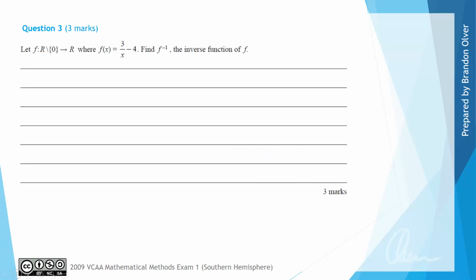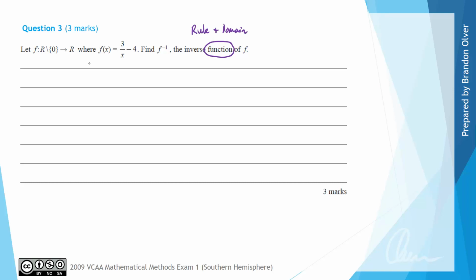So we have the function f with a domain of reals excluding 0, where f of x equals 3 divided by x subtract 4, and we are asked to find the inverse function of f. So we need to recall that a function is defined by two things. Firstly, a rule and a domain.